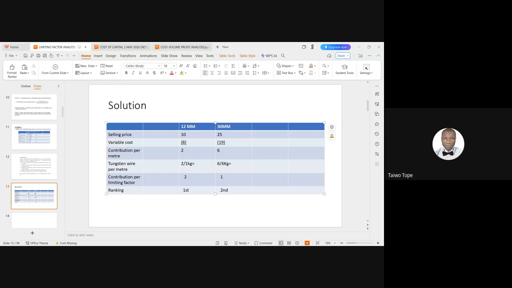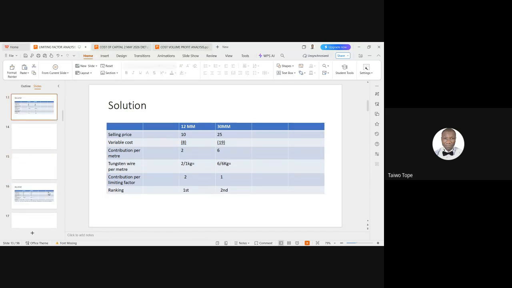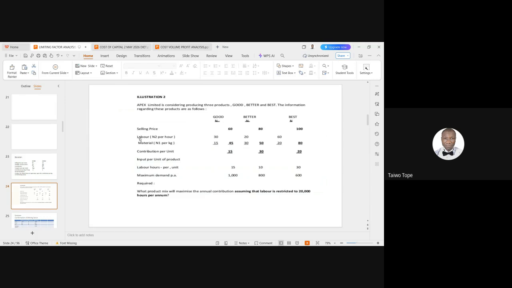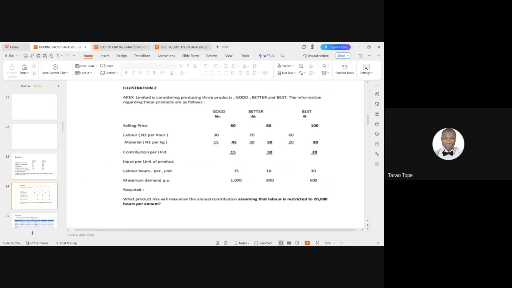All right, let's take it further. This is another question. Can somebody read? Apex Limited is considering producing 3 products: good, better, and best. The information regarding these products are as follows.